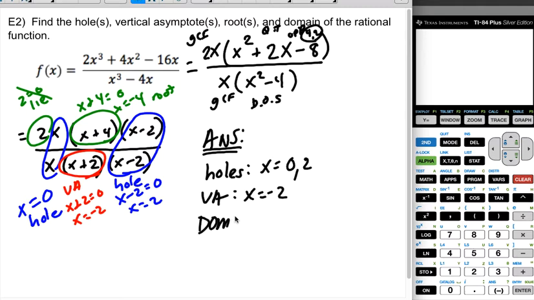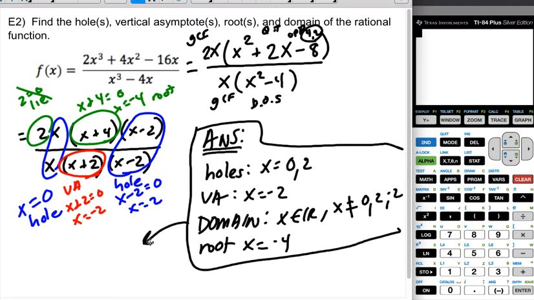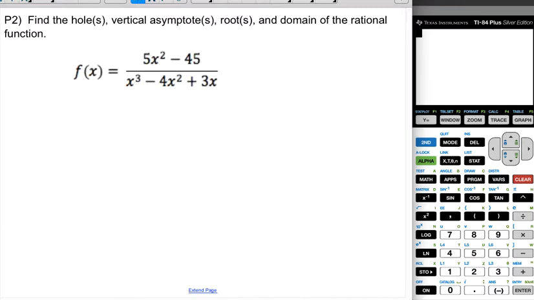What that means about the domain is that it's all real numbers, so x is an element of reals, but x can't be 0, 2, or negative 2. And the only root is at x is, sorry, not 2, my bad, looked up at the wrong spot, at x equals negative 4. All right, so that's our answer. Again, if you chose to write the domain in interval notation, it would be much longer, right? It would be negative infinity to negative 2, skip over the negative 2 to 0, skip over 0 to 2, skip over 2, and go up to infinity. Also fine, but a little bit long.